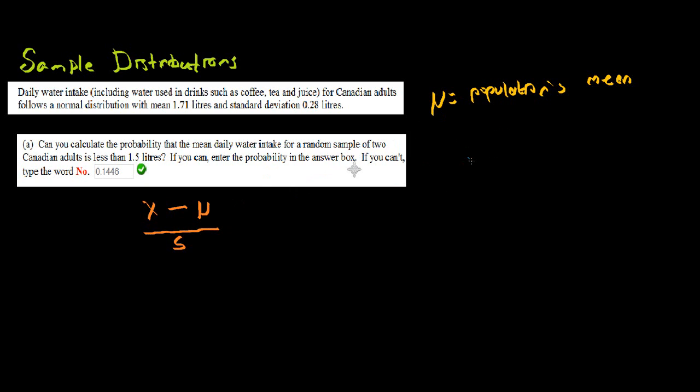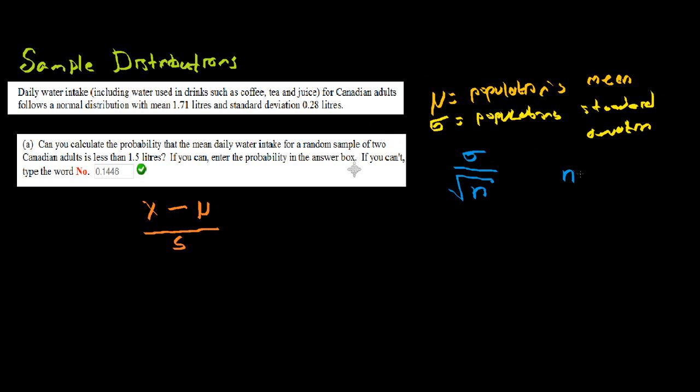You're going to take the standard deviation of the population, which is going to be denoted as sigma. So sigma is another Greek symbol. It stands for the population's standard deviation. So it's going to be the standard deviation of the population divided by the square root of your sample size, which is going to be n. n stands for the sample size.